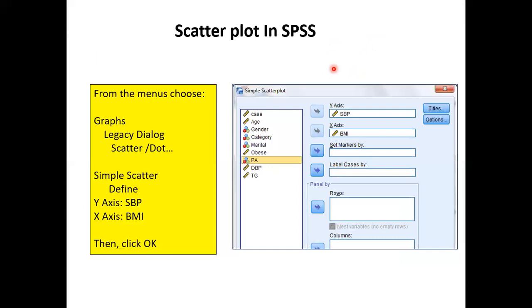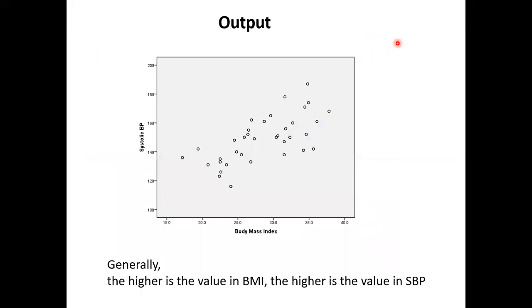Let's see the scatter plot. Later, we're going to do this. Follow the dialogue. Put BP, put BMI, and click OK. That's all. See this graph now. What is in this graph? The higher the BMI, the higher the BP, right? Is there a pattern? Yes. Heavier people look like they have high BP, lighter people look like they have low BP. So from this graph, we can see that there is a pattern. The heavier the person, the higher the BP.